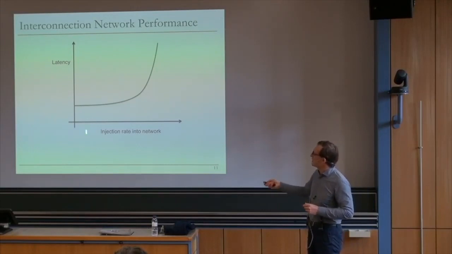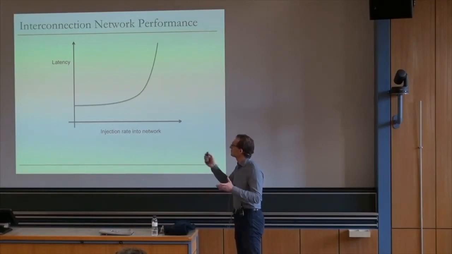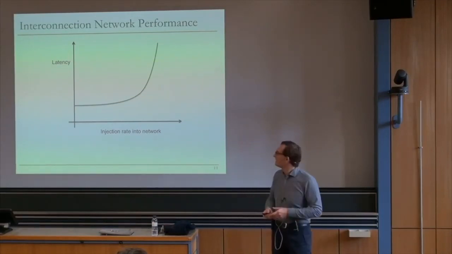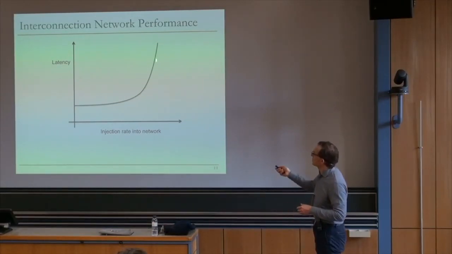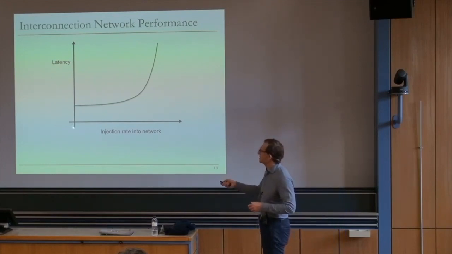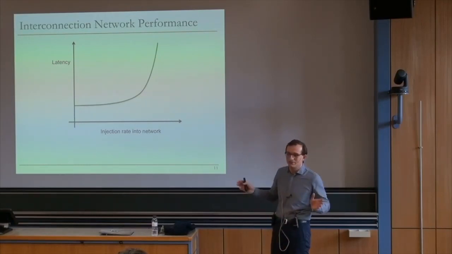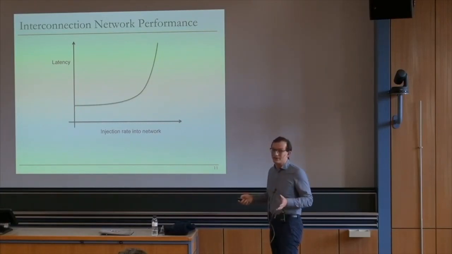On the y-axis you have the latency. That could be average packet latency or maximum packet latency. Let's talk about average packet latency. And then you have a curve that looks like this usually. Essentially you have some point where you're not injecting anything. You have some latency that's minimal, right? That's called zero load latency.